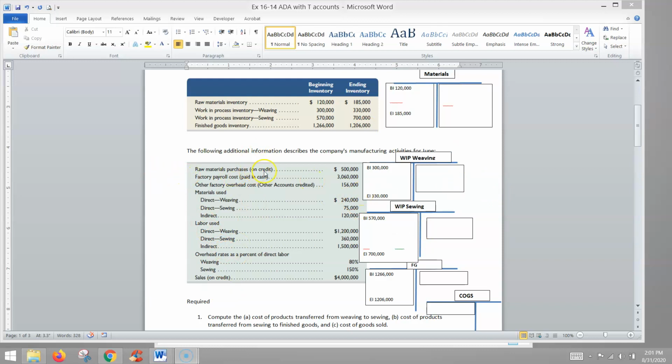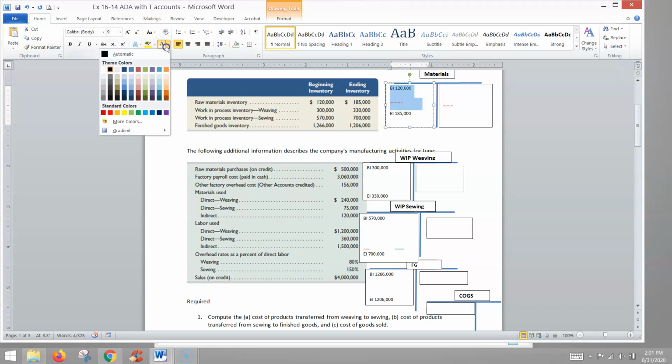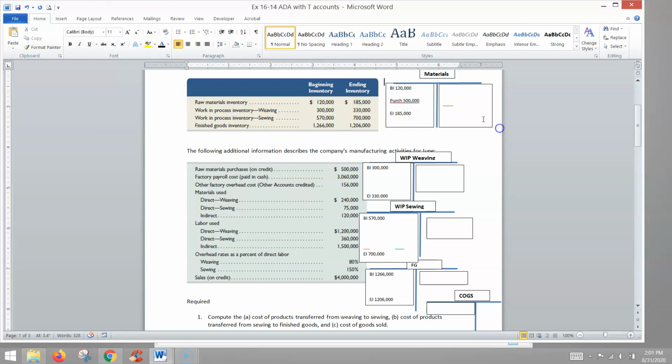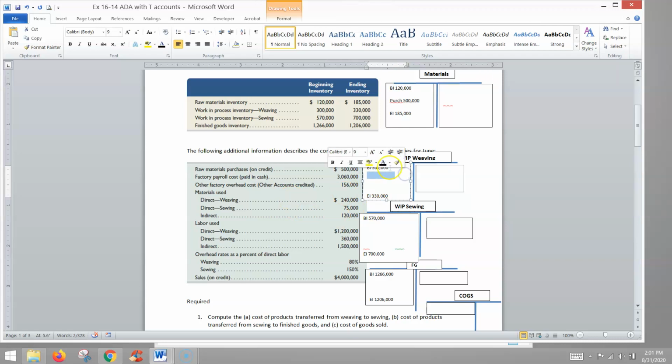So we have raw materials purchased on credit, 500,000. That's going to be a debit to our materials account. Factory payroll costs paid in cash, we don't necessarily need that. What we need is the amounts that go to the inventory account. So the direct materials used for weaving is 240,000. We know work in process is going to have three cost components: direct materials, direct labor, and overhead. So we're going to add the direct materials for weaving and the direct materials for sewing.